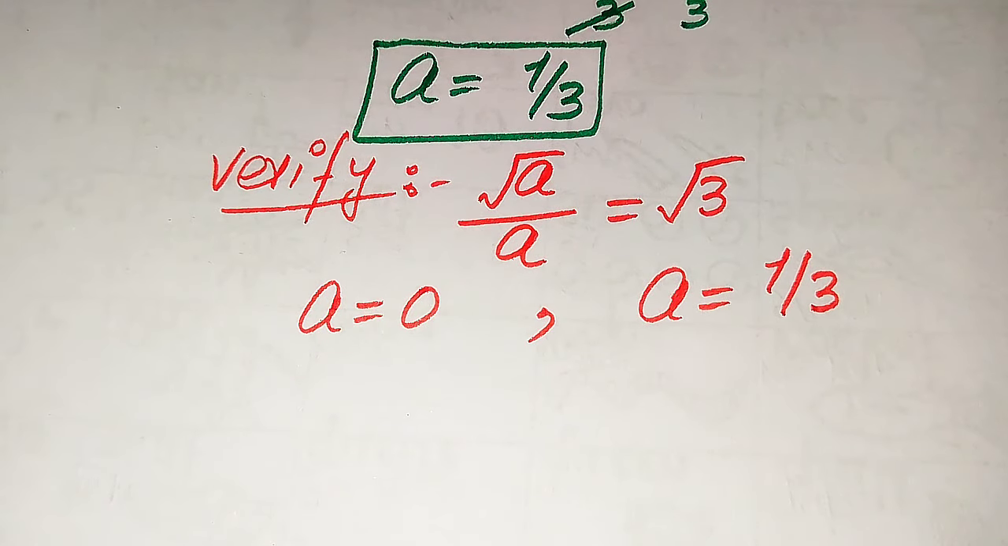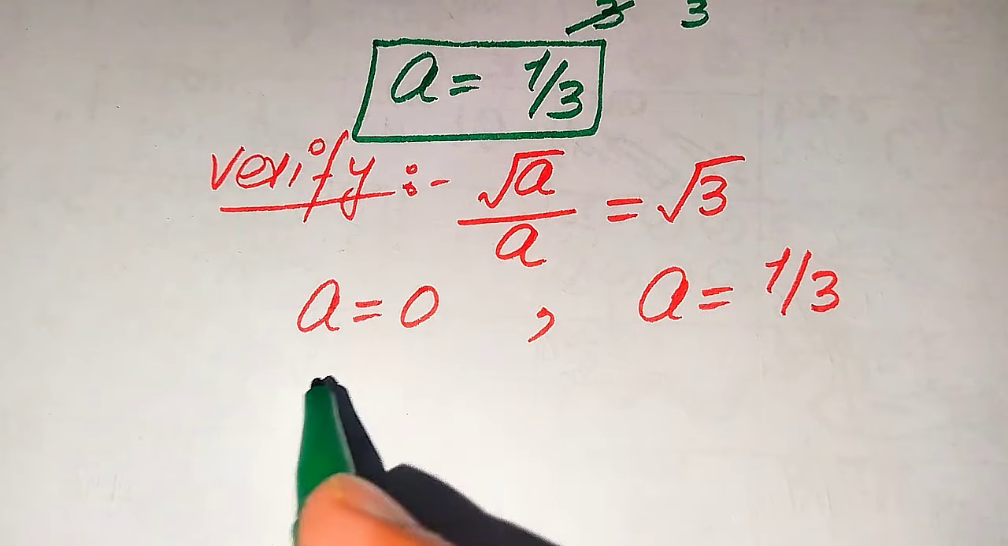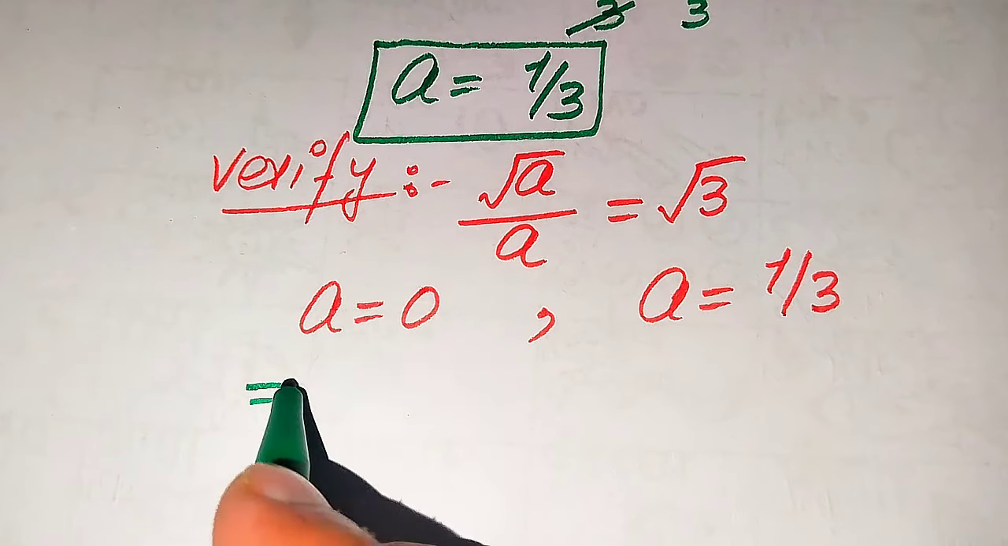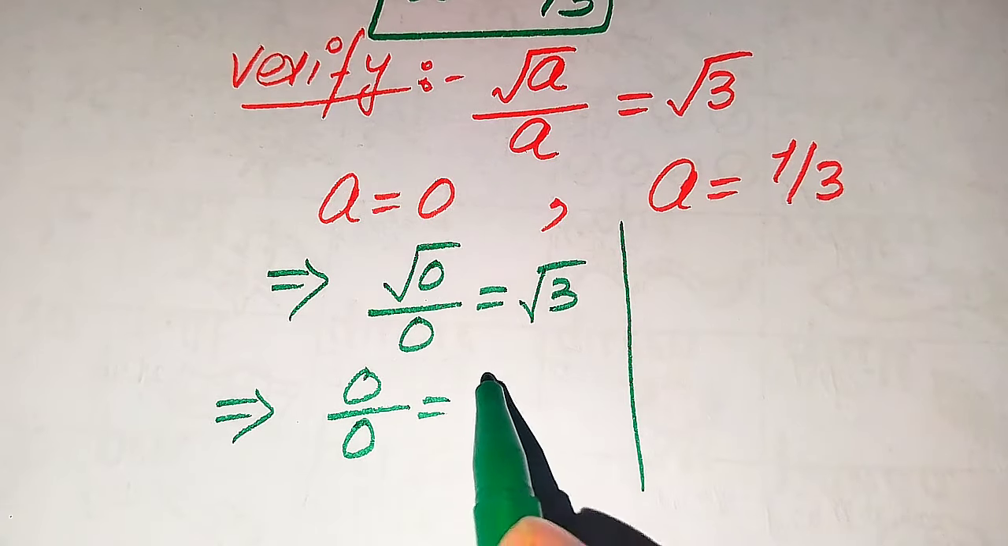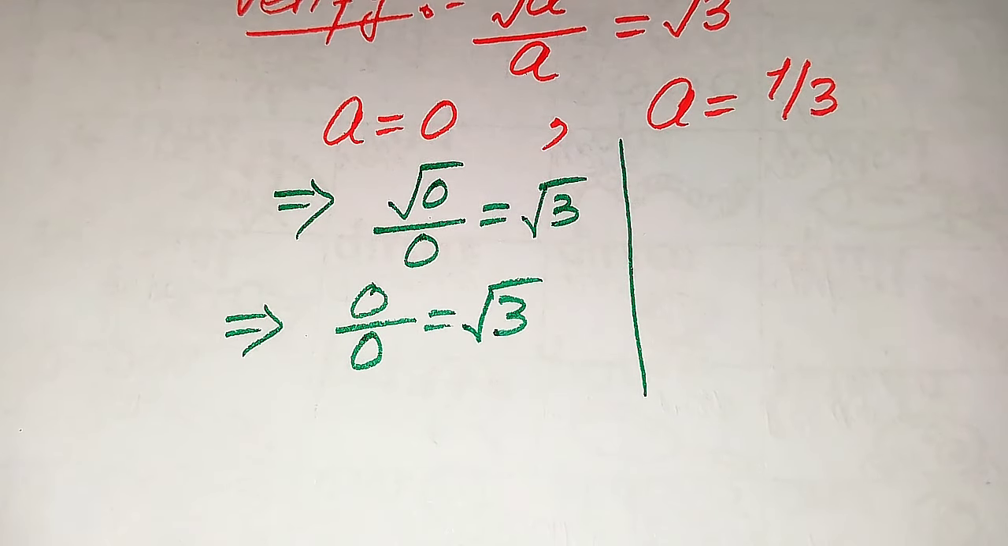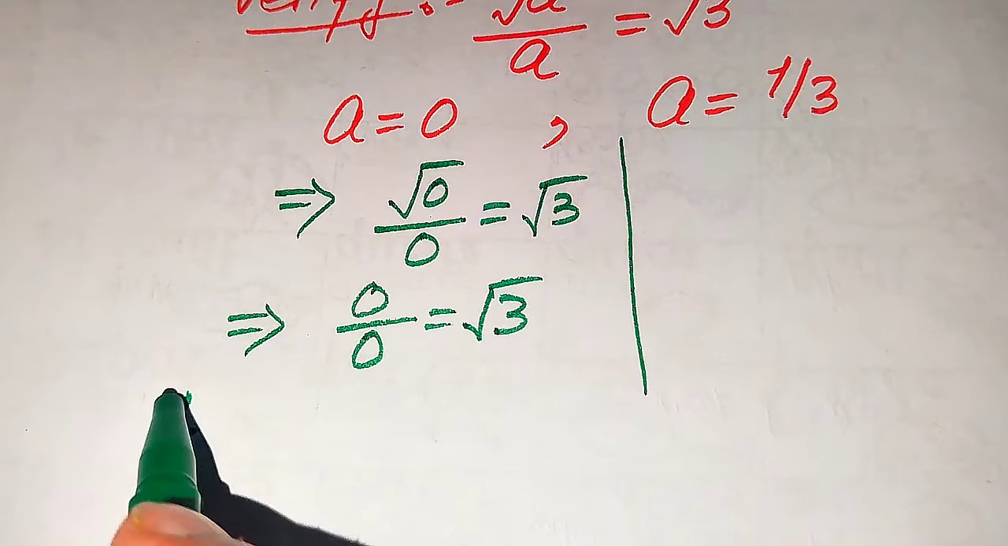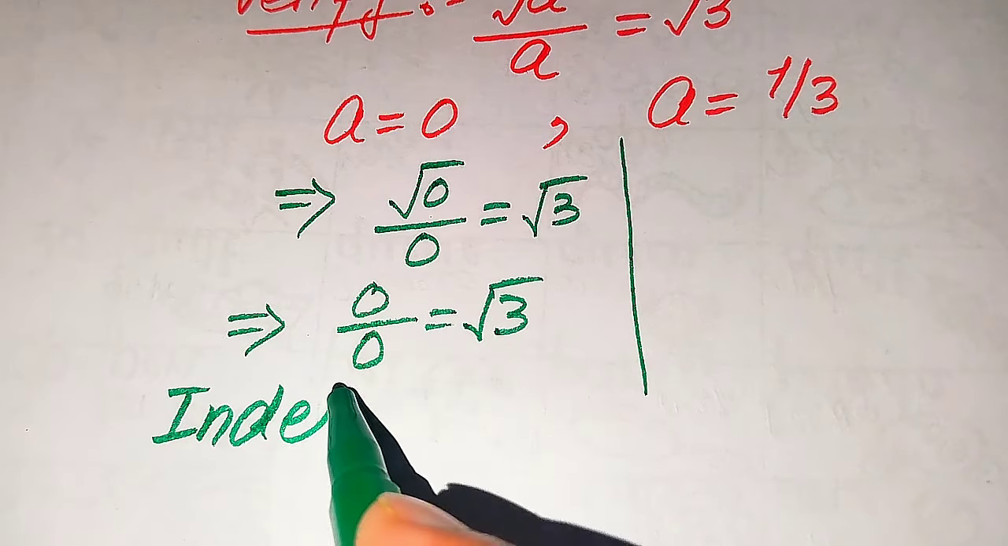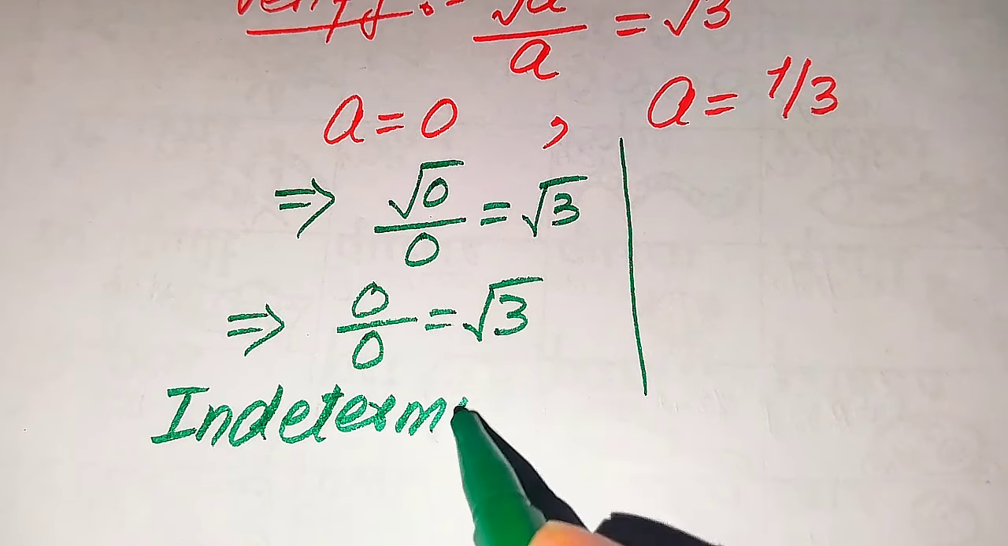So when we substitute a is equal to 0 into the left hand side, it will be written as square root of 0 divided by 0 is equal to square root of 3. Here we need more simplification, and square root of 0 becomes 0, so we get 0 over 0 form equal to square root of 3. And here we very well know that 0 over 0 form is usually called the indeterminate form.